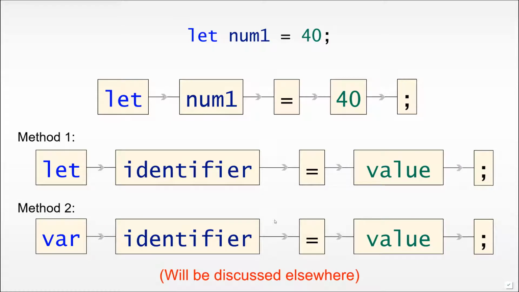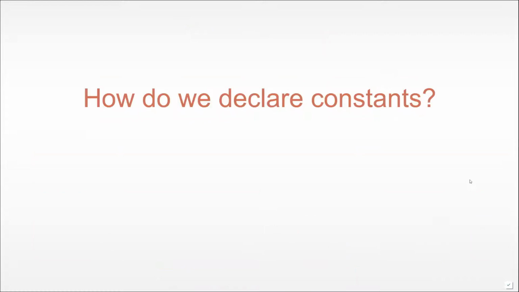Now I did mention that there is another way of defining variables using the var keyword, so we can have a var, identifier, assignment operator, value. We will be discussing this a bit later on in the course, but be aware that there is a second way of defining variables in JavaScript.